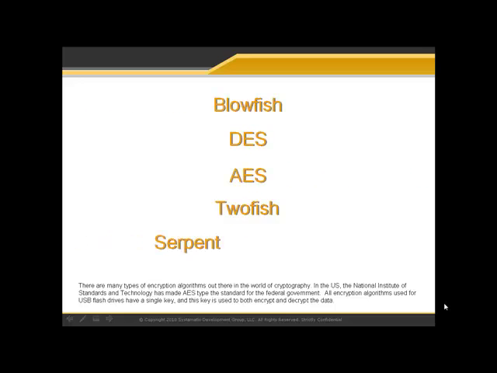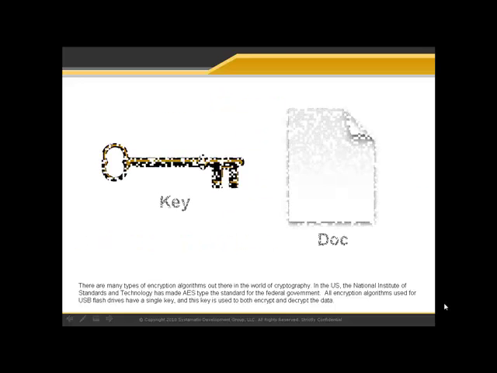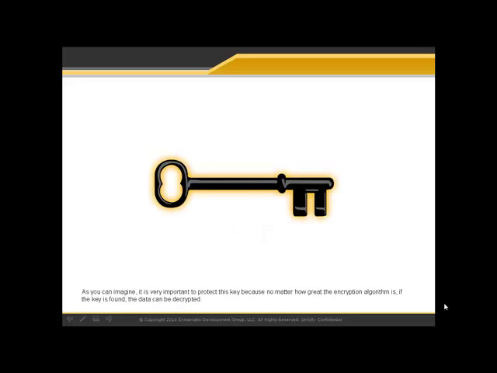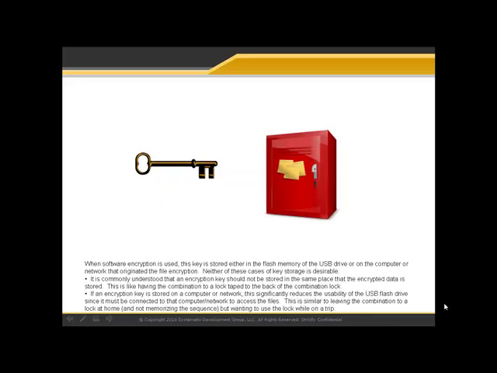All encryption algorithms used for USB flash drives have a single key, and this key is used to both encrypt and decrypt the data. As you can imagine, it is very important to protect this key because no matter how great the encryption algorithm is, if the key is found, the data can be decrypted.